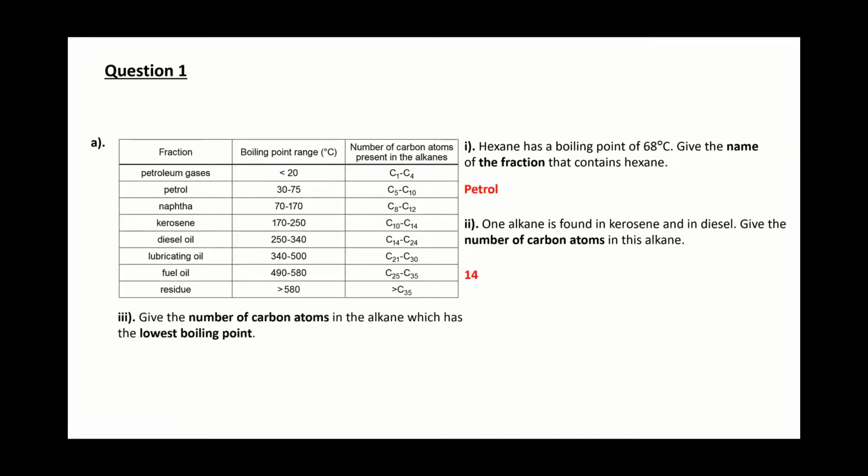The final part of A asks us to identify the number of carbon atoms in the alkane which has the lowest boiling point. So using our knowledge from the last slide, it's known that as the carbon chain length increases, so does the boiling point. Therefore, the simplest alkane we know of is methane, consisting of one carbon atom in its chain. So therefore our answer here would be 1 or just methane.